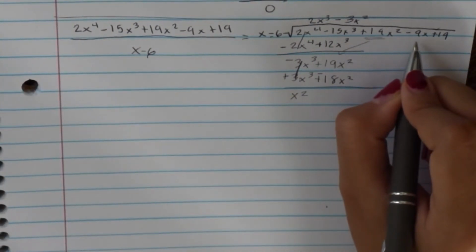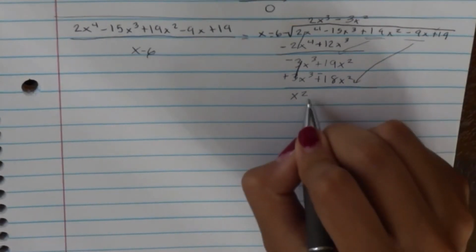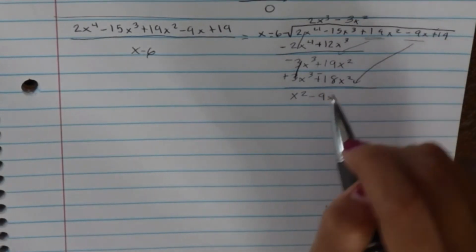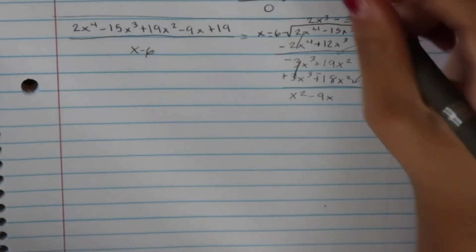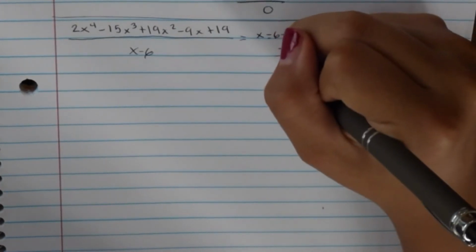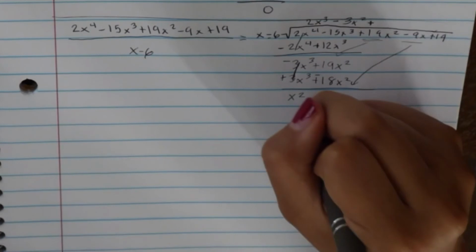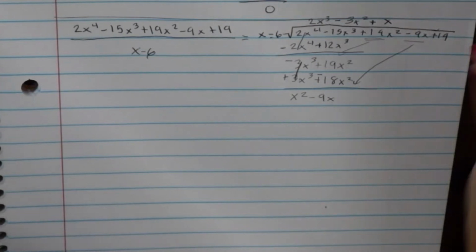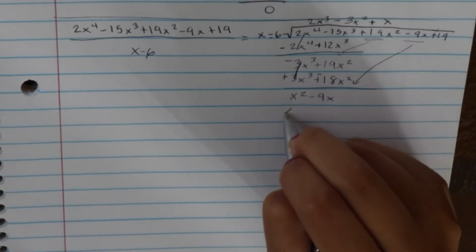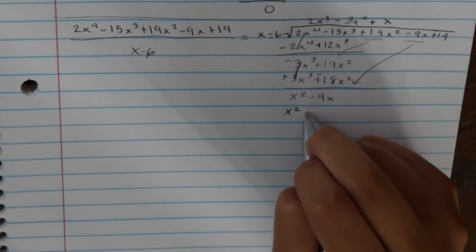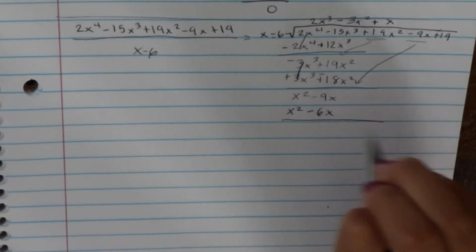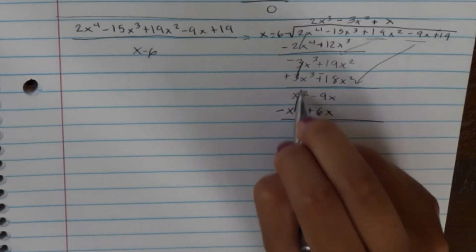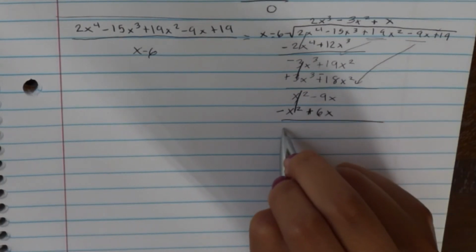We're going to bring down the next number, which is negative 9x. So minus 9x. Our next number should be a positive number since there is no negative here. So we know it's a positive. What number times the divisor would equal this? We can do just x. So x times x would equal x squared. X times negative 6 would equal negative 6x. We're going to subtract, so we change our signs. We have negative x squared, positive 6x. These two cancel out. Negative 9x plus 6x equals negative 3x.